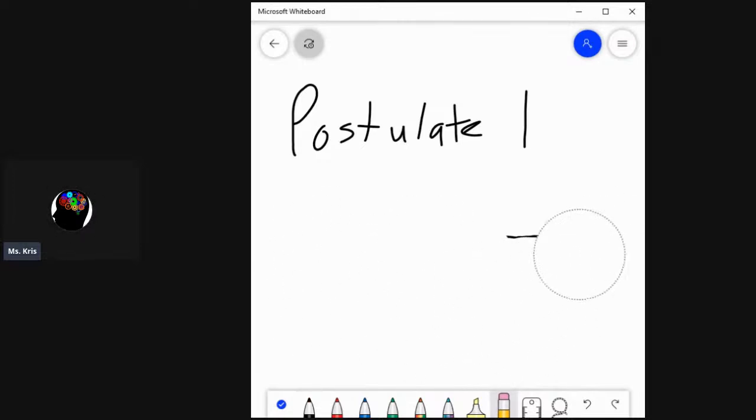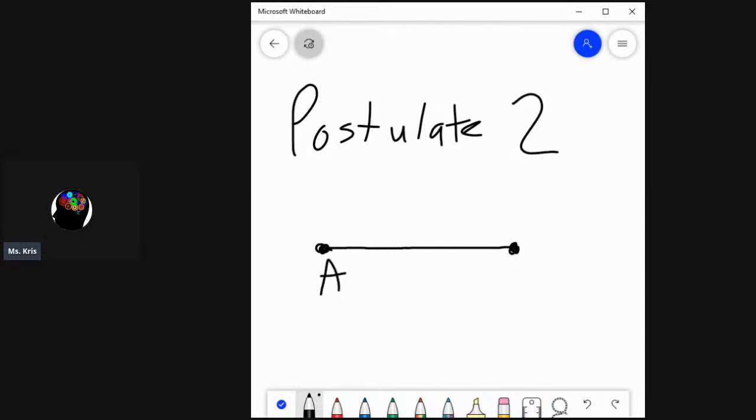All right. Postulate number 2. Postulate number 2 says the measurement of any line segment is a unique positive number. So that means when you're measuring your line segments from point A to point B, they can never be negative.